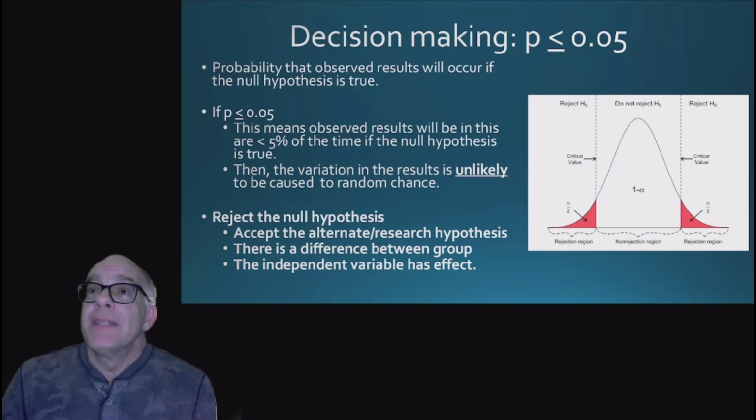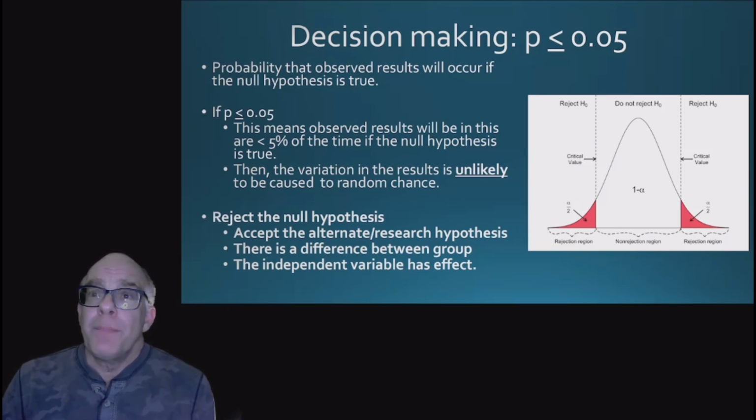Again, this means that the observed results will be in this area, in the area in red, less than 5% of the time if that null hypothesis is true. And so if our results are falling in this extreme region, then the variation of the results is unlikely to be due to random chance alone.